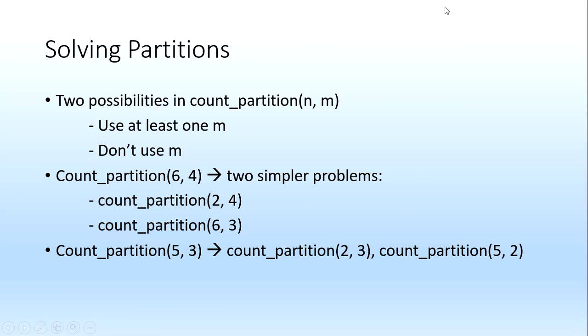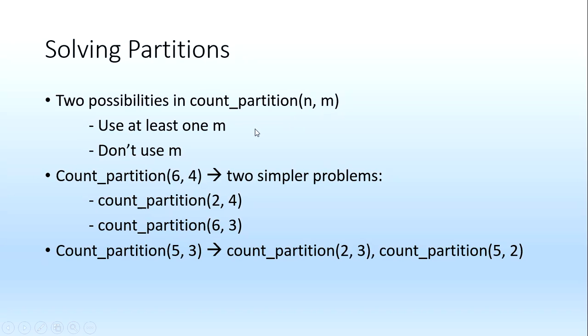So solving this count partition problem really forces us to look at two fundamental possibilities. When we have a count partition of n with parts up to m, at the end of the day, our solution is either going to use at least one m, or it's not going to use m at all.